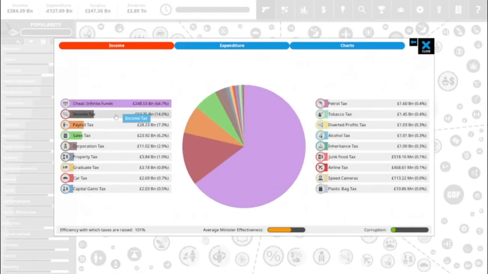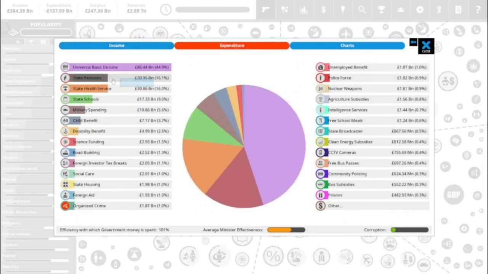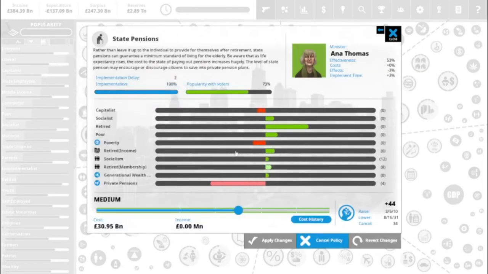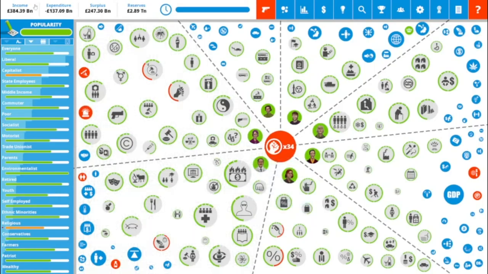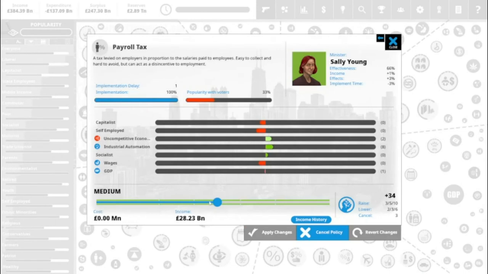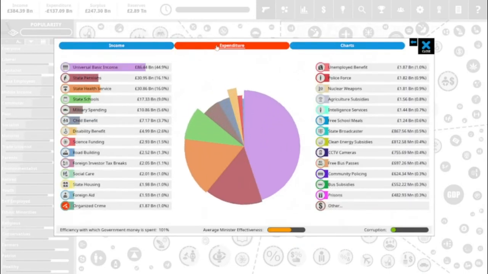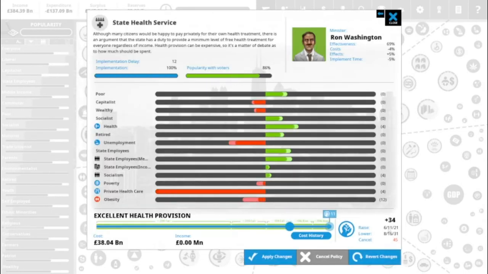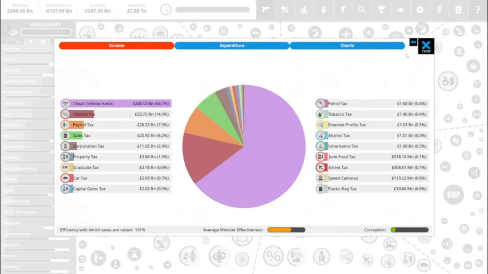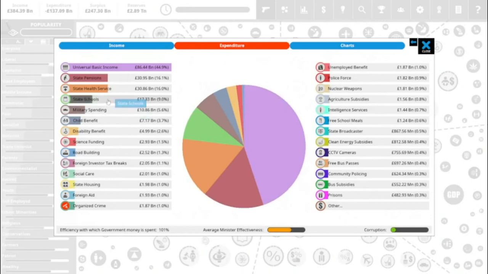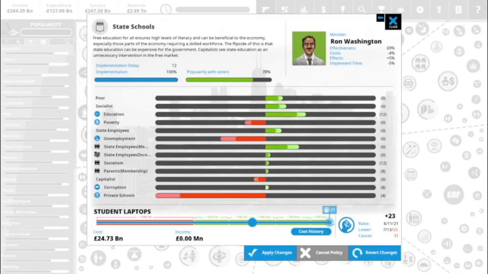What else can we spend money on? UBI, 50%. Let's whack up state pensions, why not? We can afford to. Payroll tax, ooh. State health service, let's whack it up. We've got the money, so let's spend it. State schools, whack it up.